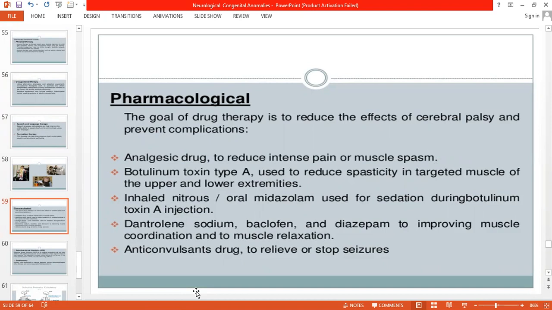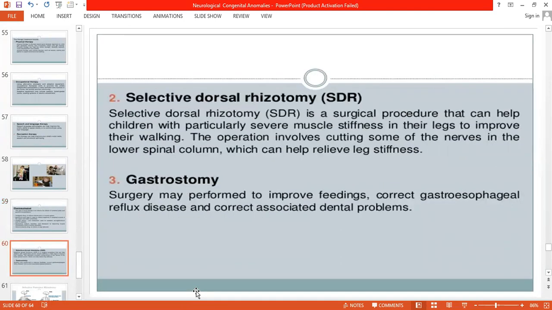Inhaled nitrous oxide is also a muscle relaxant. Oral midazolam or botulinum toxin injection, etc. Then oral baclofen and diazepam to improve muscle coordination and for muscle relaxation. Anticonvulsant drugs if the patient is presenting with fits or seizures. Selective dorsal rhizotomy and gastrostomy.